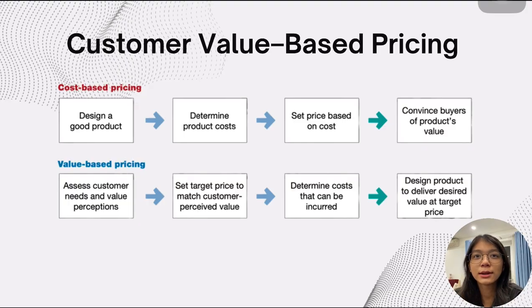Among these, the customer value-based pricing is the most customer-focused. Instead of starting with the cost, company will begin by understanding how much value consumer place on the product, and the goal is to set a price that reflects the benefit customer perceive.